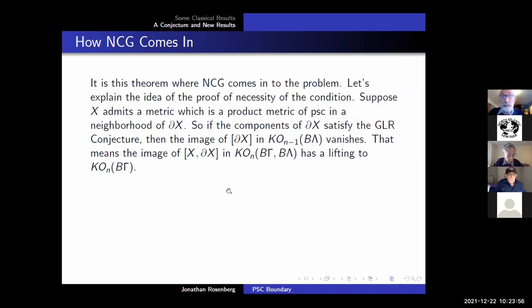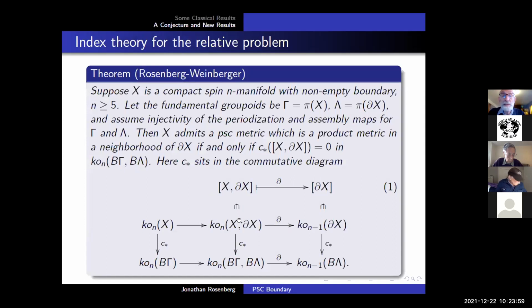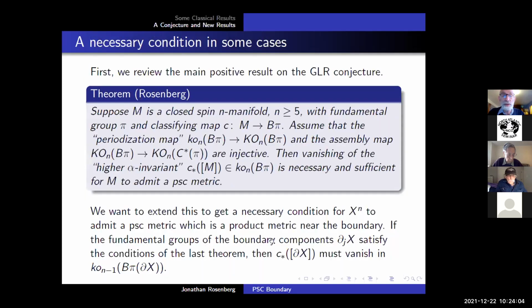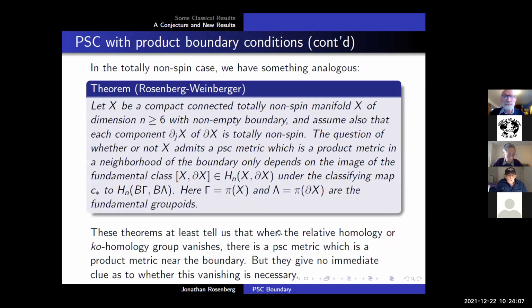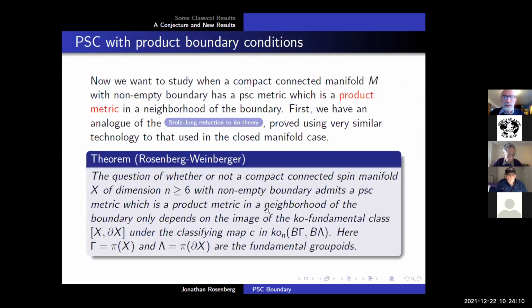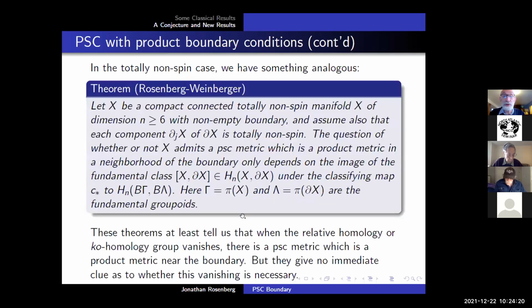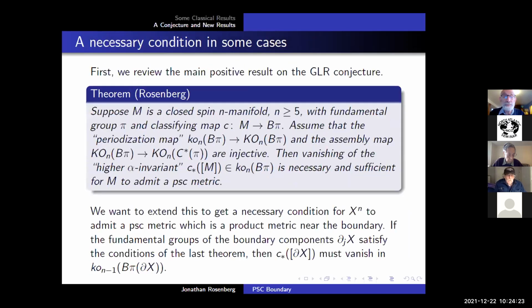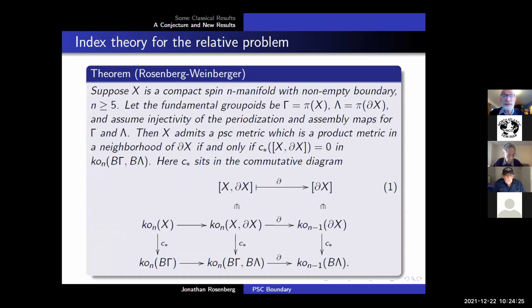So the sufficiency, by the way, was in the previous theorem. So if this thing goes to 0 over here, then because of this theorem back here, you know that there is a PSC metric, which is a product metric in the neighborhood of the boundary. So we already did the sufficiency, but we need the necessity also. So why does this thing have to go to 0 in order to have a metric of positive scalar curvature? So that's what we're going to discuss next.